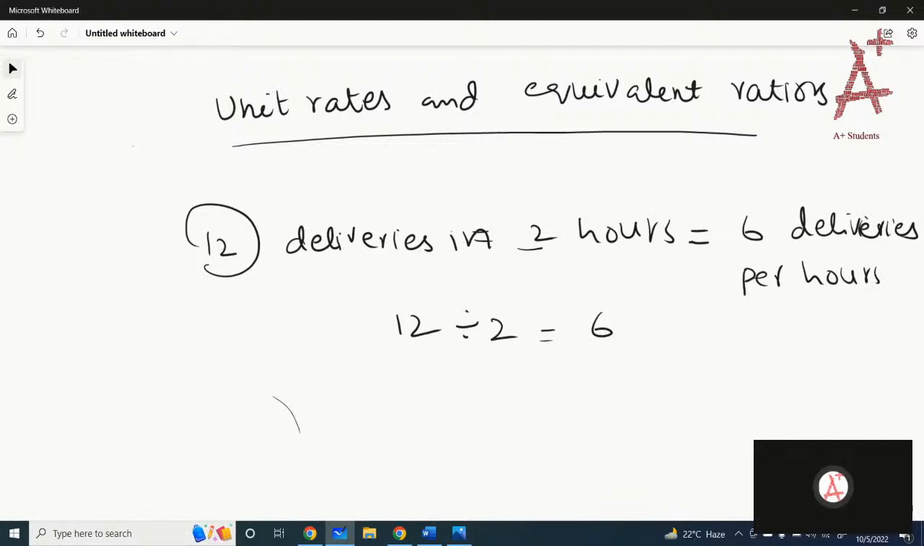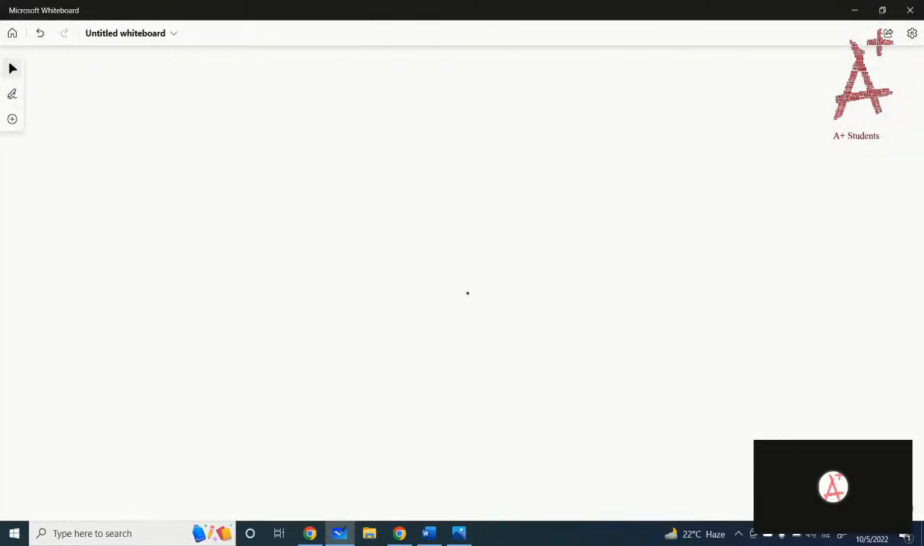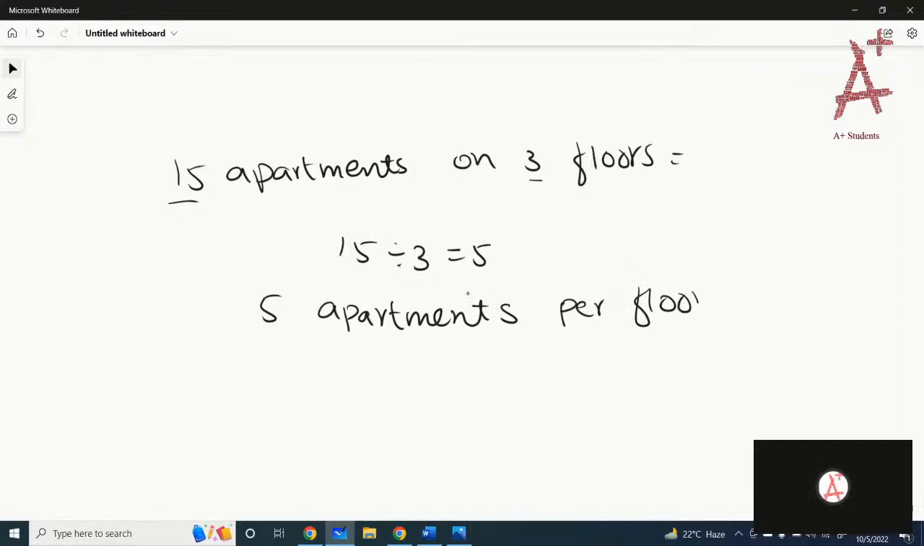Okay, the second example is 15 apartments on 3 floors. So basically the unit rate is you have to find how many apartments are on one floor. Got it? So for this one you have to divide 15 by 3. So 15 divided by 3 is 5. That means you have 5 apartments per floor. That means on one floor you have 5 apartments. Got it?